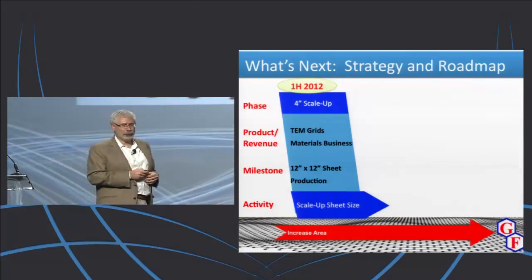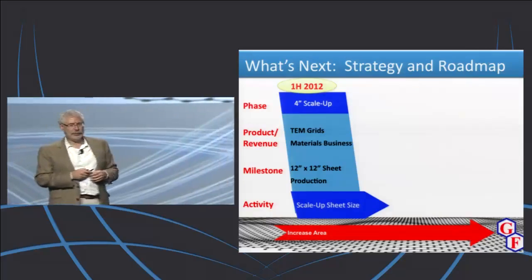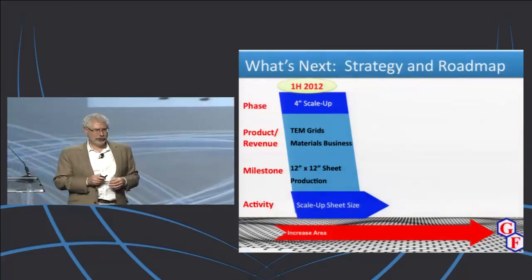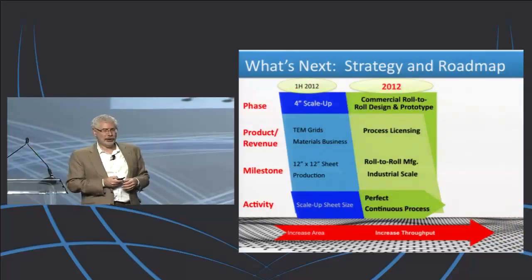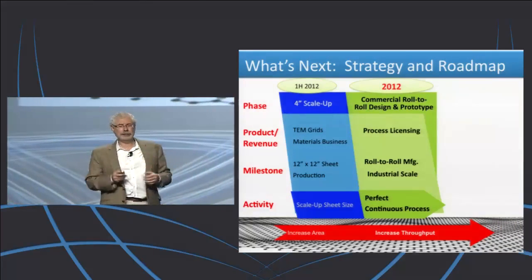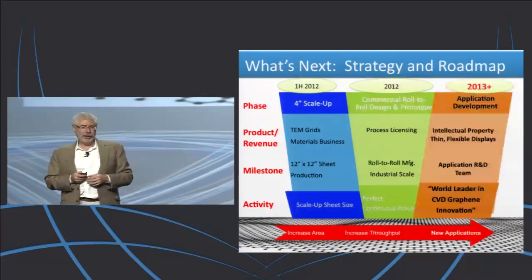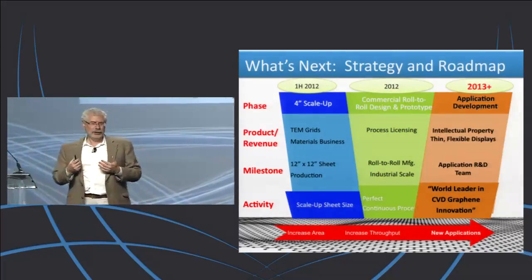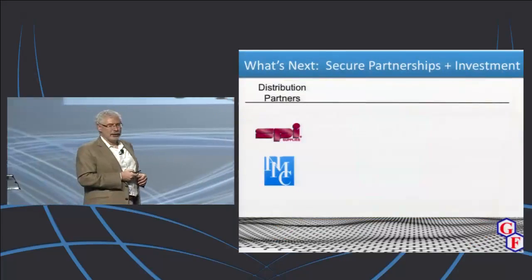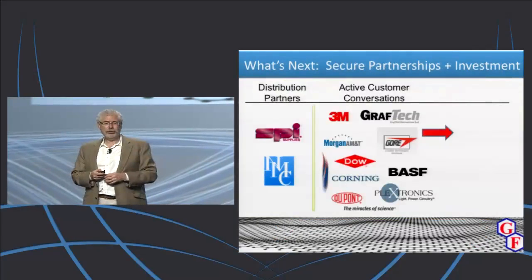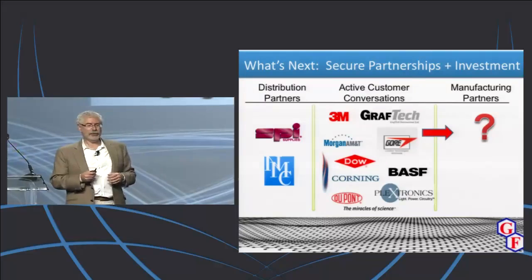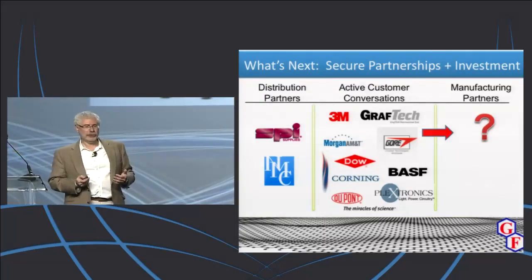First half of 2012, 4-inch scale-up. They're going to make grids for electron microscopes, and then they're going to scale up the sheet size. Later on this year, they're going to do roll-to-roll design and prototypes. They're going to license the process. And then in 2013 forward, they're going to make thin-film flexible displays. So what they needed to do is get distribution partners, continue active customer conversations, and get manufacturing partners.